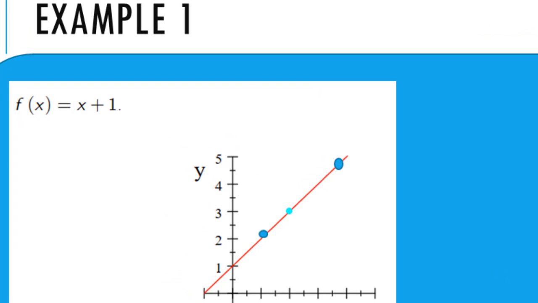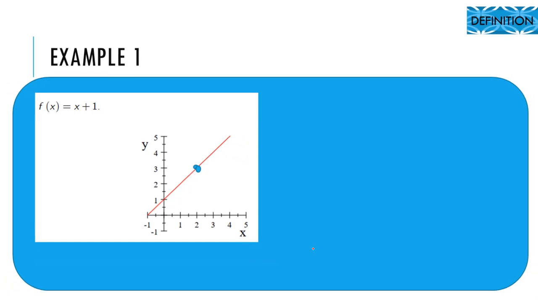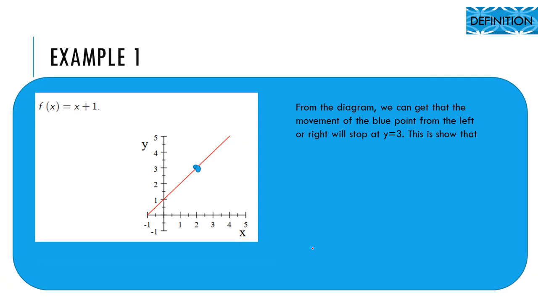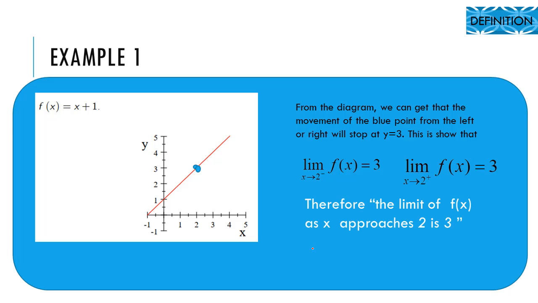Example 1, a linear function x plus 1 is given. By looking at the diagram, the movement of the blue point from left or right will stop at y equal to 3. So this shows that the left side limit is 3, right side limit is 3. Therefore, we can conclude that the limit as x approaches 2 is 3. So this is the example of a linear function.